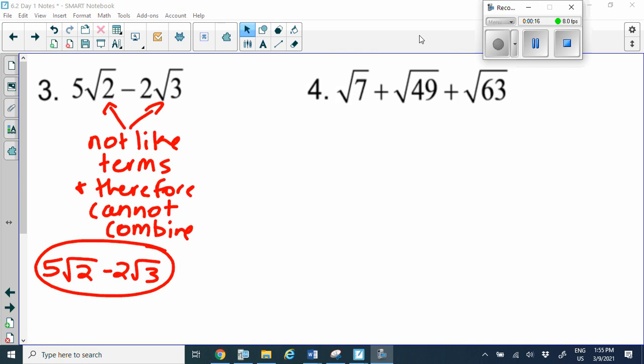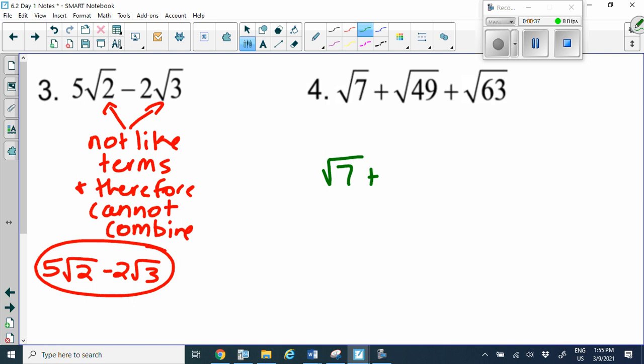Okay, let's look at the first one, square root of 7. Is 7, first of all, a perfect square? No. What's the largest perfect square that goes into 7? 1. But that's not going to help us at all. So really, we just keep that as square root of 7. Okay, what about square root of 49? Is that a perfect square? Yes, it is. So we have square root of 7 plus, and square root of 49 is just going to be 7.